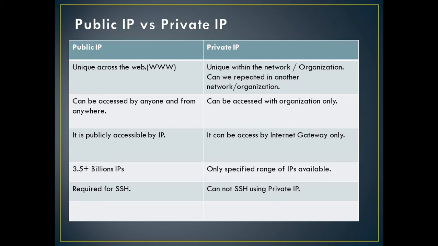If I talk about the count, then 3.5 plus billion IPs are available in the category of public IP. Private IP can be accessed using an internet gateway or NAT gateway. So basically, if we want to access private IPs in the public domain, then we will have to use an internet gateway or NAT gateway. Public IP is required when we need SSH access to our resources, and we cannot do SSH using private IPs.